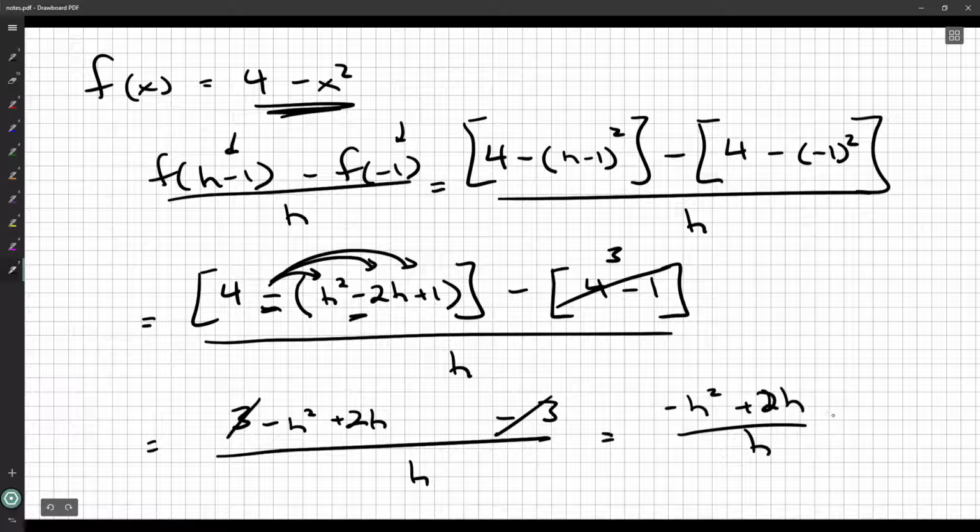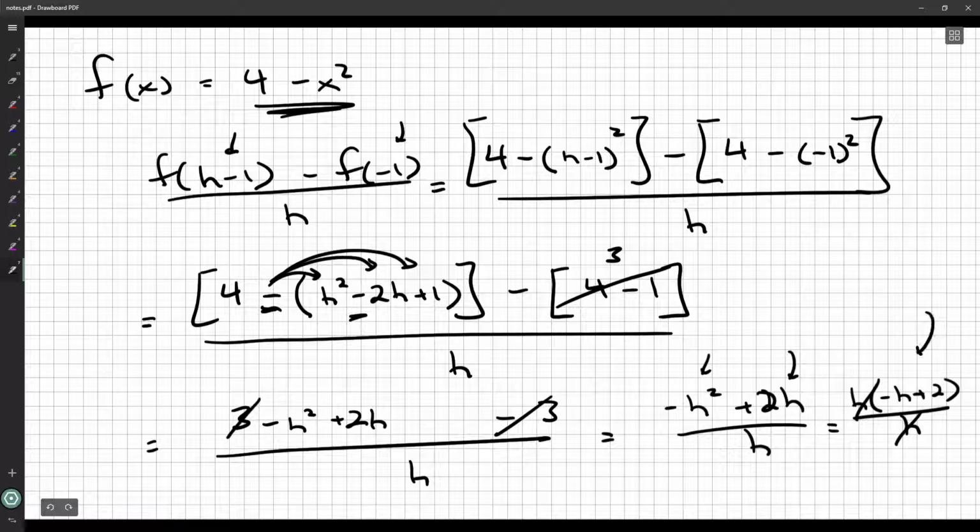Is there anything more we could simplify? We'll notice that there are 2 h's here. h times h is h squared. And there's a factor of h here. We could take out a factor of h, and then those will cancel out. Okay, so the whole thing, as we can see, is just going to be this, minus h plus 2 here.